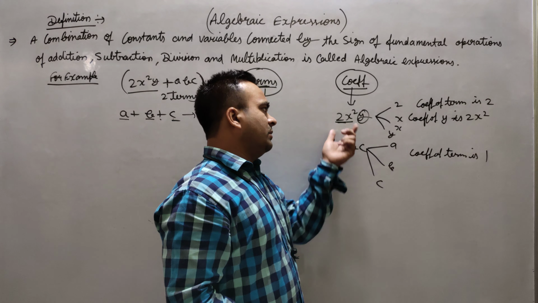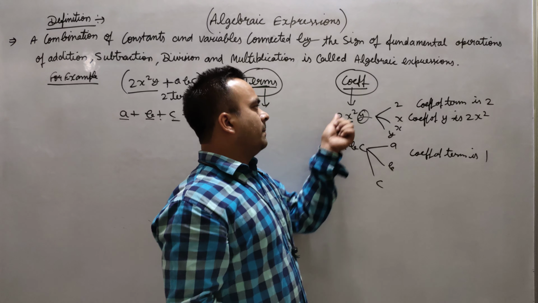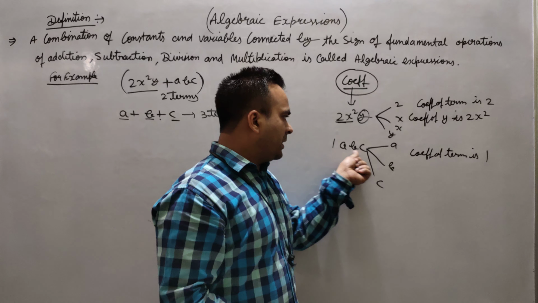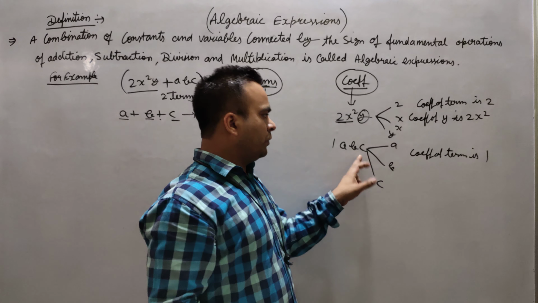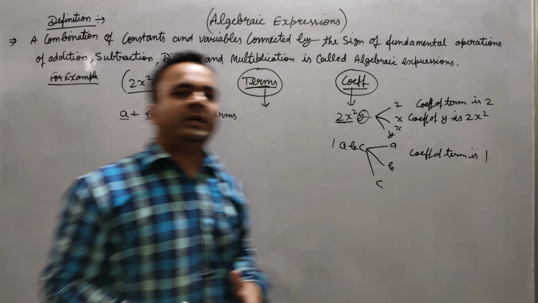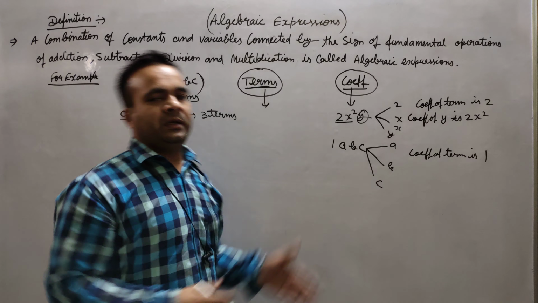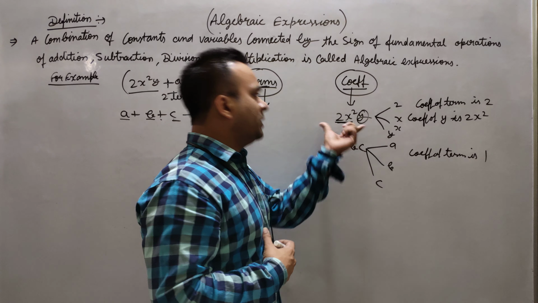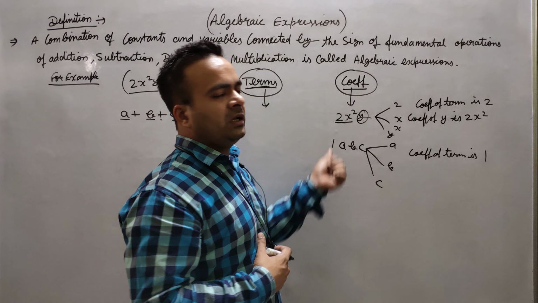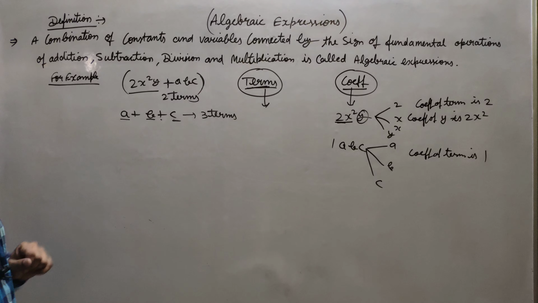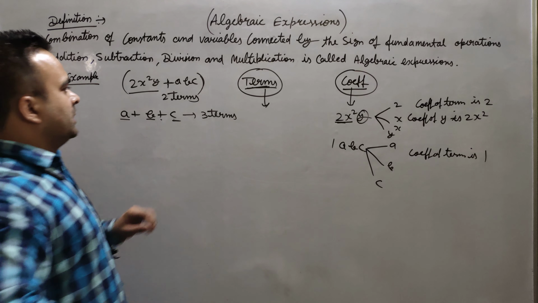Suppose I say, what is the coefficient of 2? I will say x square. What is the coefficient of a? I will say bc. What is the coefficient of c? I will say ab. So the remaining factors will be the coefficient of that factor. This is one thing. If I am saying what is the coefficient of the term, then I will always take only the numerical form, right? This is one thing which we should understand here.